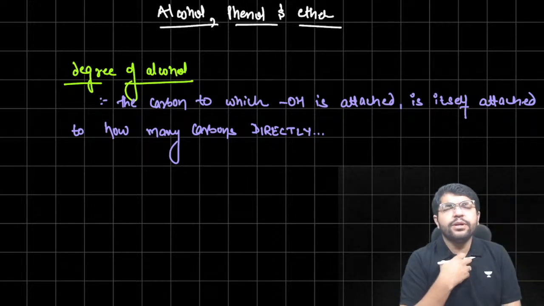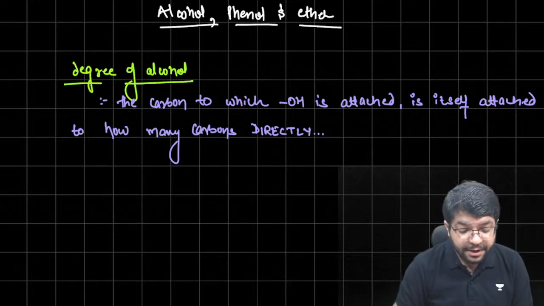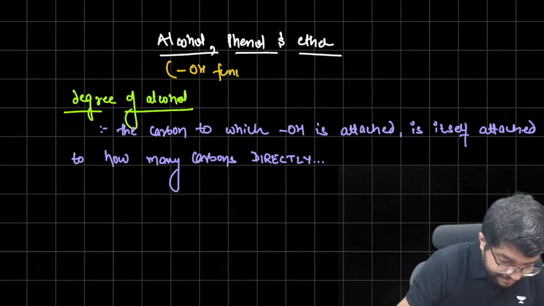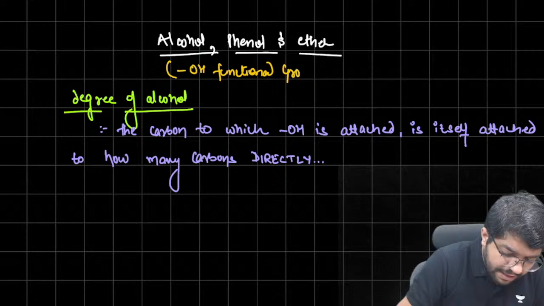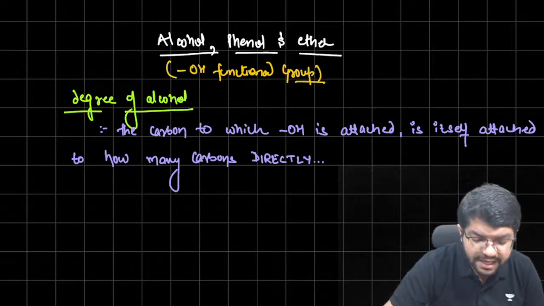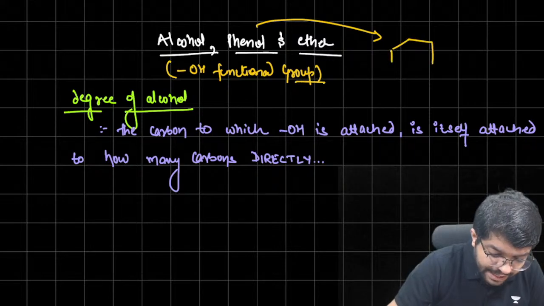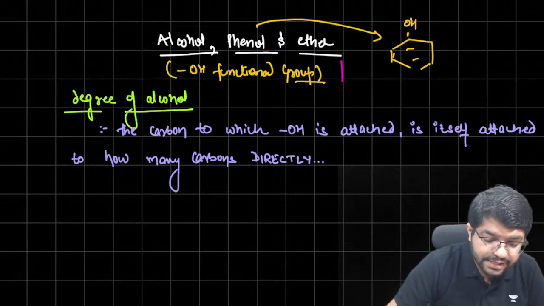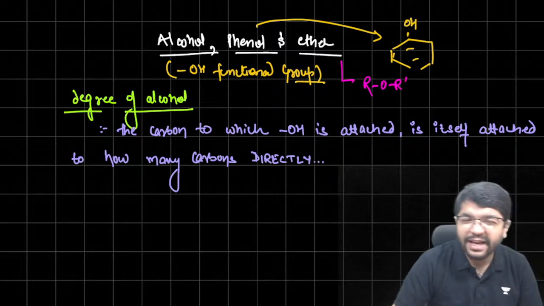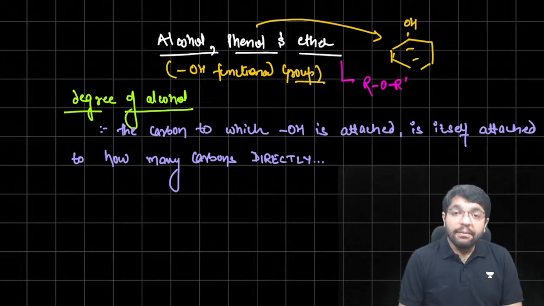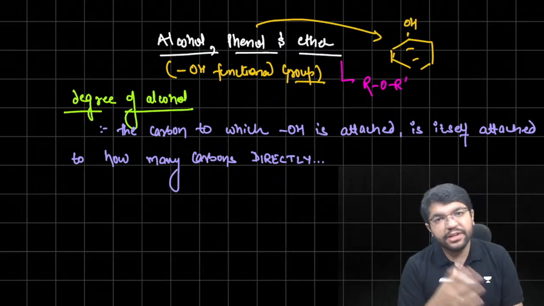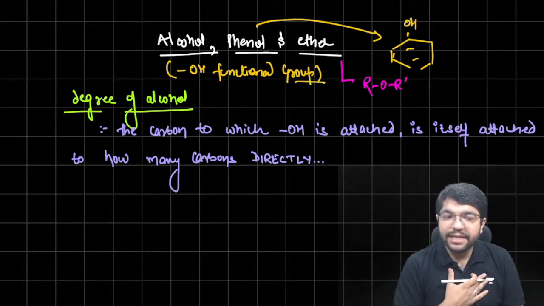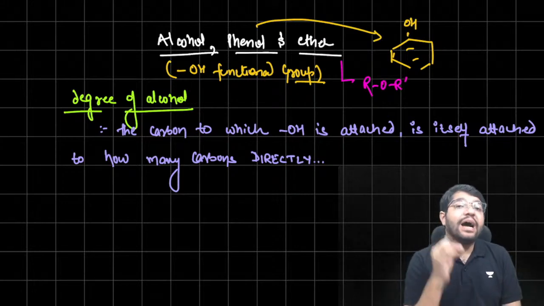The carbon to which I am attached, I am the OH group. Remember, alcohol is the OH functional group. Phenol is a renowned compound, phenyl with an OH. And ether is a class of compounds, R-O-R dash, or it could be aryl ethers as well. We will talk about it. But coming back to the degree of alcohol, it's going to be the same for the degree of halide, aldehyde, the same stuff happening around: the carbon to which I am attached is itself attached to how many carbons?